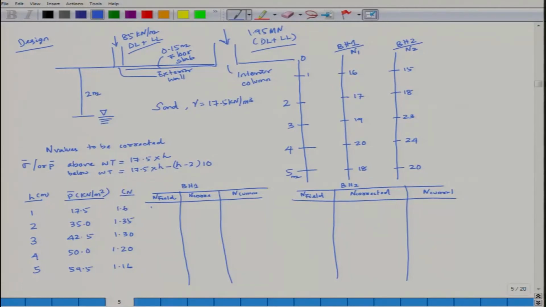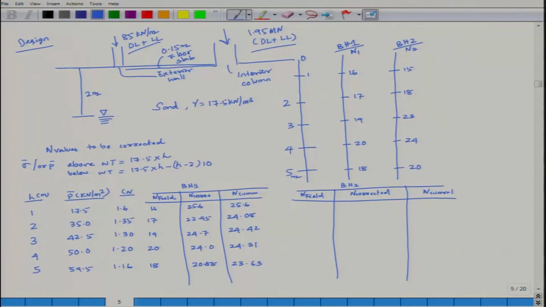Field N is given, that is 16, 17, 19, 20, 18, and corrected is 25.6, 22.95, 24.7, then 24.0, 20.88, and cumulative is your 25.6, then 24.08, 24.42, 24.31, then 23.63.